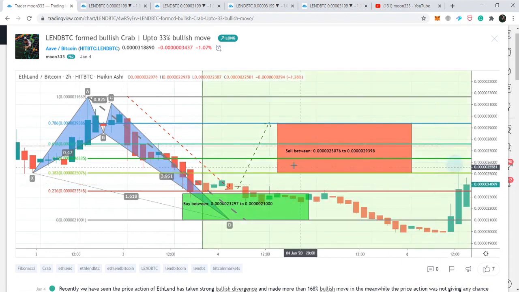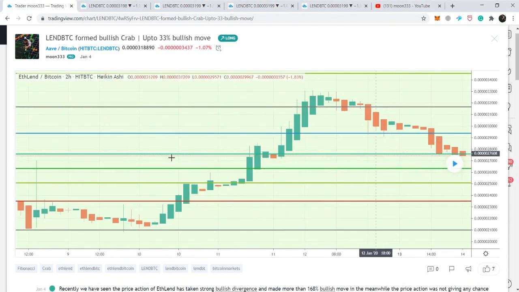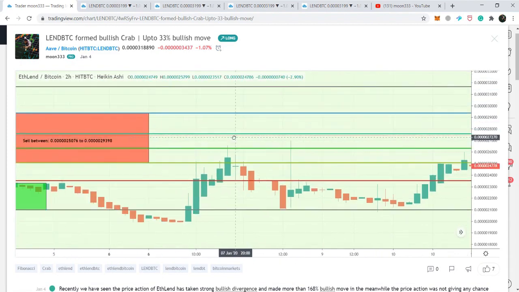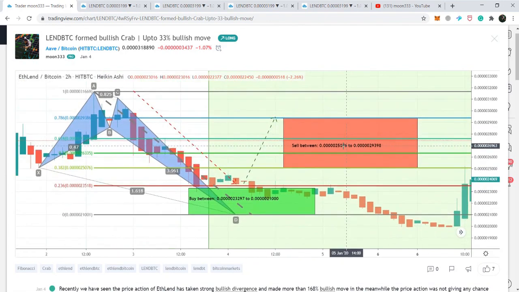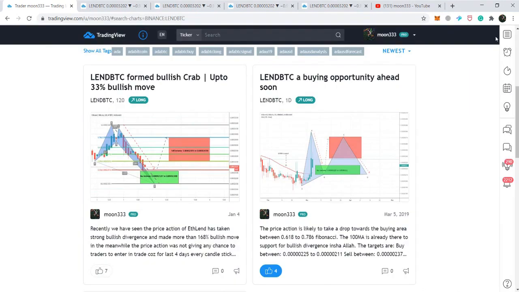Now I'm playing this chart, and you can see that the price action took a bullish divergence, entered this potential reversal zone, moved a little bit down and moved up, and hit this sell zone or Fibonacci projection of A to D leg. Now we can understand that this is one of the tokens that gives a lot of trading opportunities by its volatility.